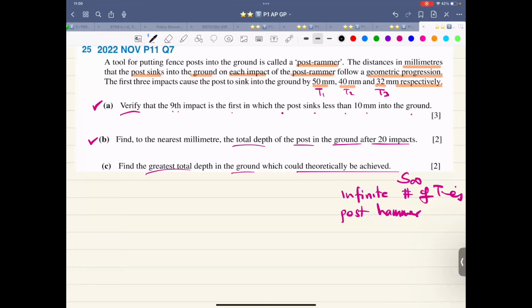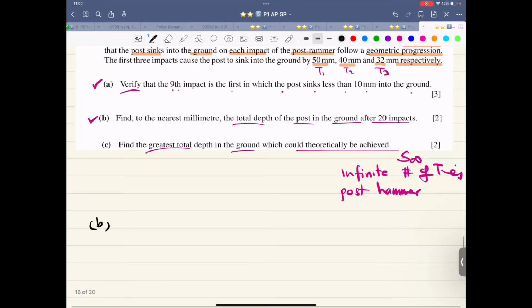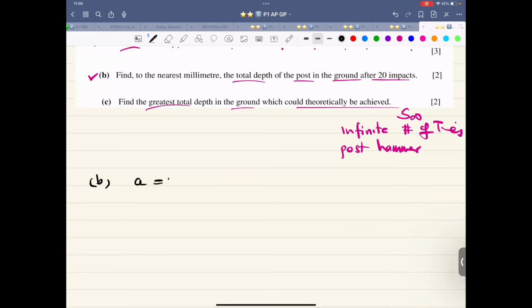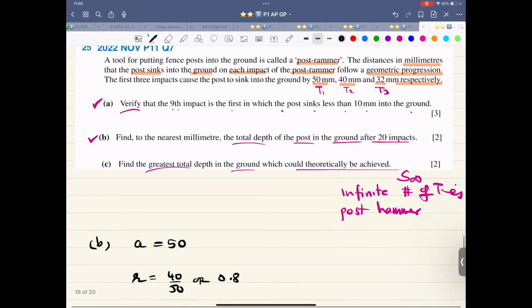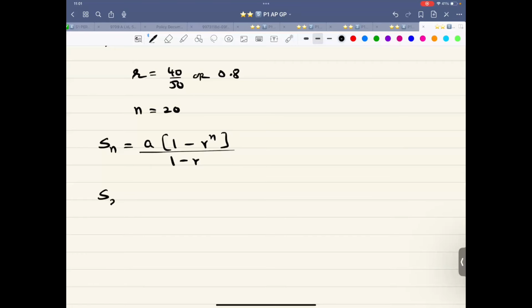So now let's do part B first. Find to the nearest millimeter the total depth. First of all, the first term is 50. The common ratio is 40 over 50, or 0.8. After 20 impacts, n is 20. Therefore, the sum of n terms, let me write the general formula first: a times (1 minus r to the power n) over 1 minus r. So S20 is 50 times (1 minus 0.8 raised to the power of 20) over 1 minus 0.8.